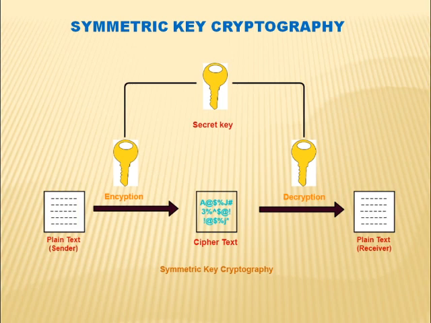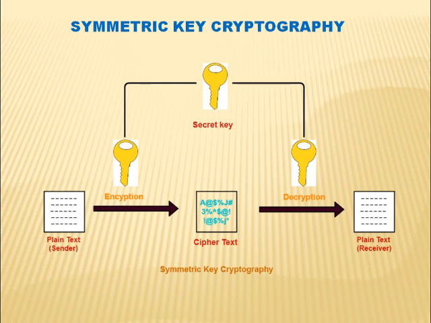In this technique, both sender and receiver use a common key to encrypt and decrypt the message. This secret key is known only to the sender and the receiver. It is also called secret key cryptography. Now I am going to explain how the message exchange happens using symmetric key cryptography.